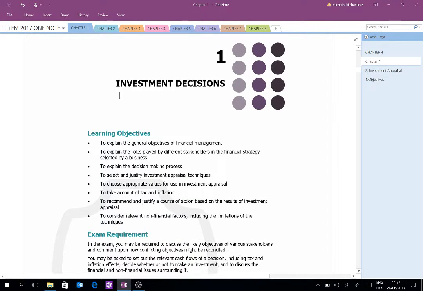Hi again. So let's start looking at chapter 1 of your BPP course notes. Chapter 1 relates to chapters 1 and 2 of your ICAW study manual. So what are we going to examine? What are the learning objectives of this particular chapter?